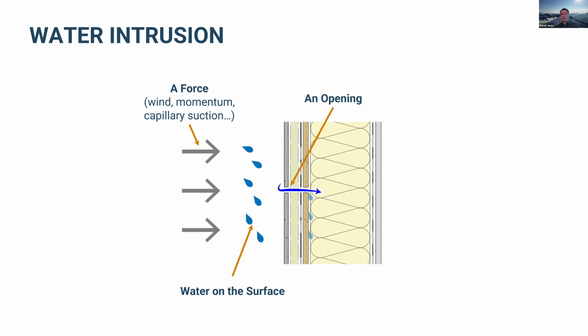And then the second thing you need is a force. You need a force to drive that water through the wall. So that's going to be either wind, could be gravity, could be capillary action. And then the third thing you need is an opening. So you need a hole for the water to get through. So all three of those things have to happen at the same location for water intrusion to occur. And so if you can eliminate any one of those three factors, you can successfully stop water from penetrating the wall.